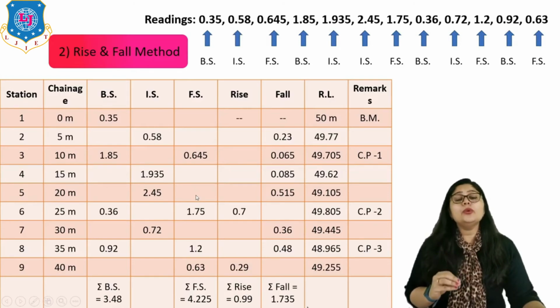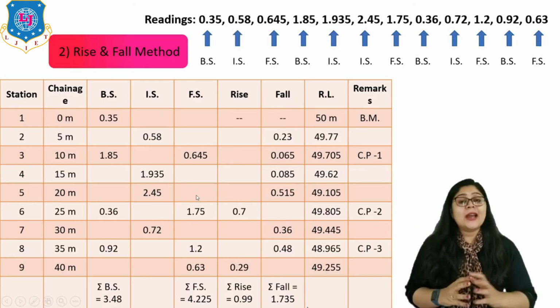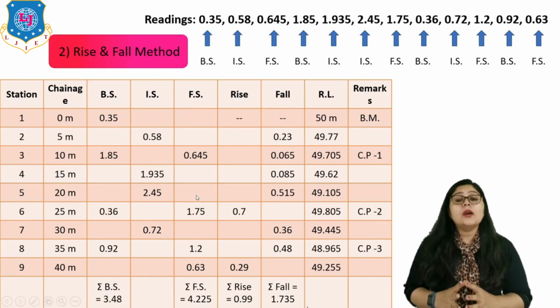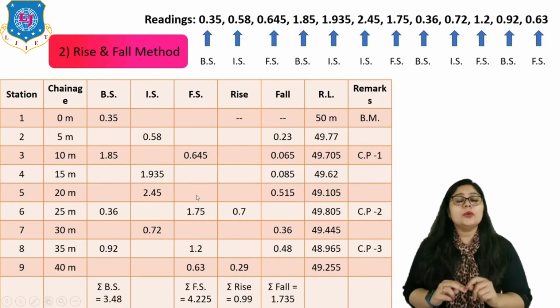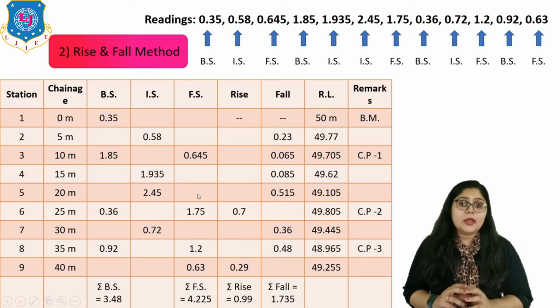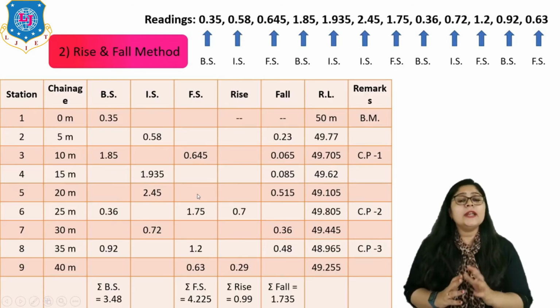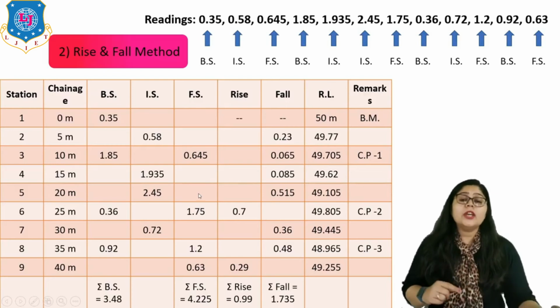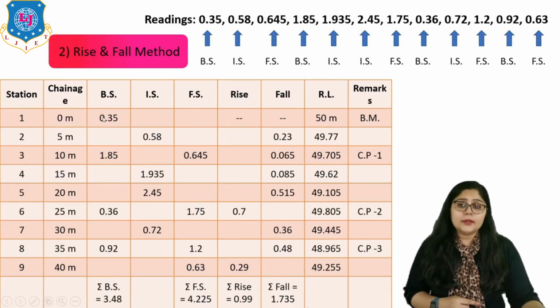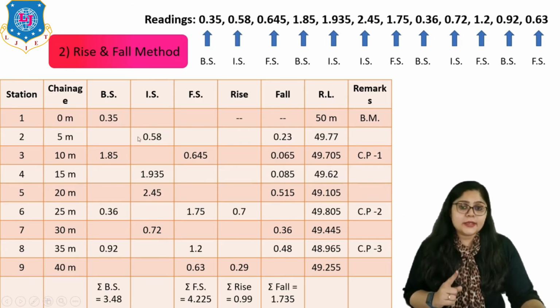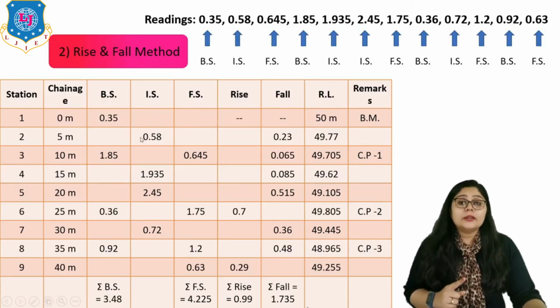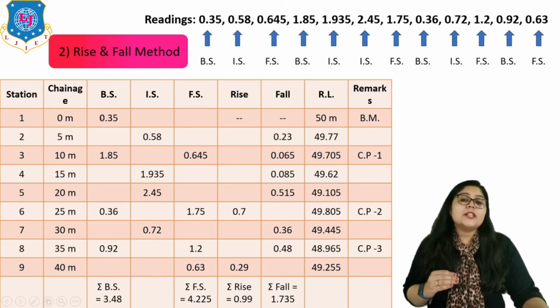Now I have to do the calculation for the rise and fall method. Now if you remember, rise means what? Whenever you are comparing two stations' values, if the difference is positive, it indicates there is a rise. And if the difference is negative, it indicates there is a fall. Now here you can see in this table for station 1, the value is 0.35. For station 2, the value is 0.58. It means from 1 to 2, I am going to take the difference of these two, which says whether 2 is above or below with respect to 1.